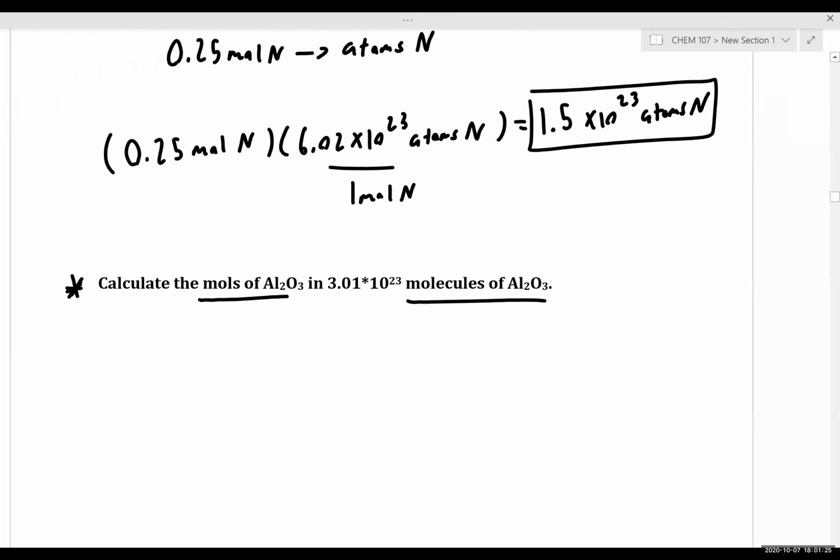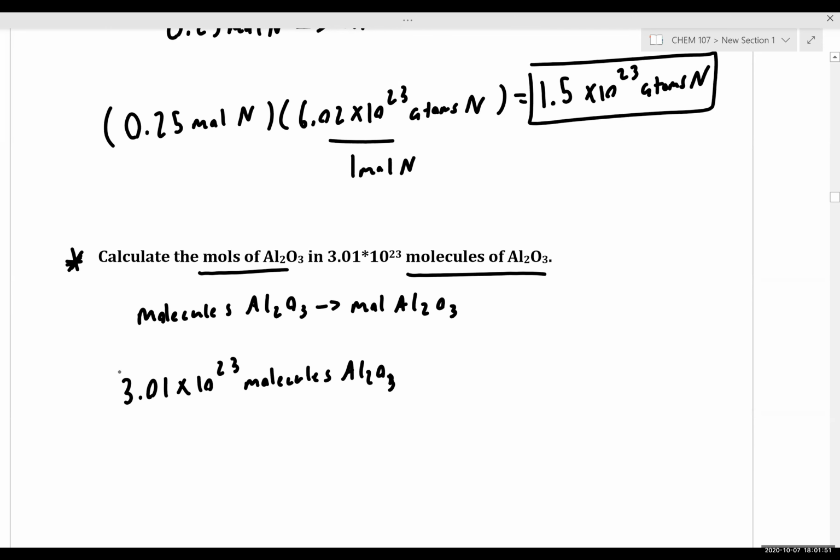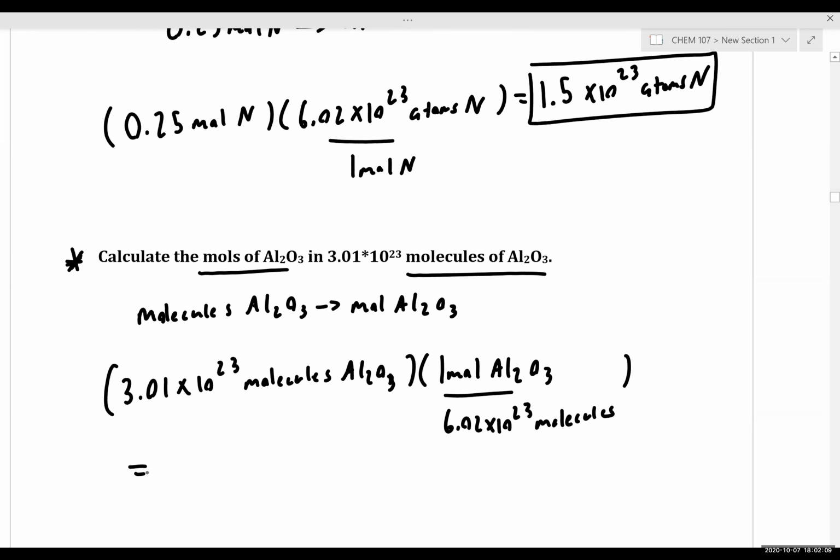Okay, so let's keep going now. Next, we're asked to calculate the moles of aluminum oxide given the molecules. So we're trying to go from the molecules of aluminum oxide to the moles of aluminum oxide. So given that we have 3.01 times 10 to the 23rd molecules of aluminum oxide, we know that in 1 mole of aluminum oxide, we have 6.02 times 10 to the 23rd molecules. And punching that into our calculator, that in turn gives us 0.500 moles of aluminum oxide, because our input has 3 sig figs, our output needs 3 sig figs.